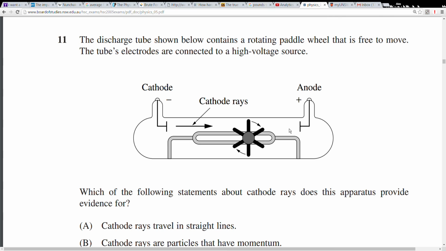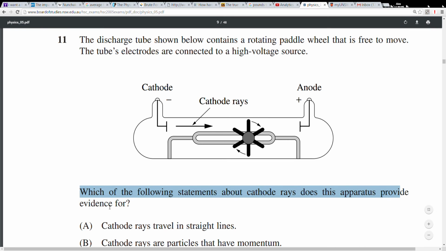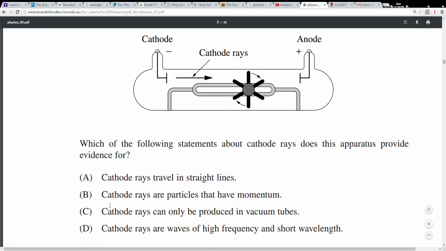Okay, this is just another memory question. I could probably answer it without reading the actual question. Which of the following statements about cathode rays does the apparatus provide evidence for? So this is showing that cathode rays have momentum, simply because the momentum is transferred from the electron to the paddle wheel. So B.